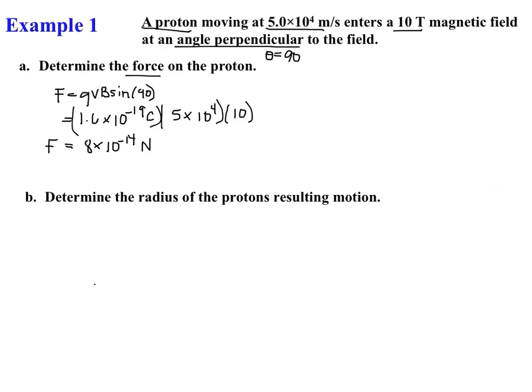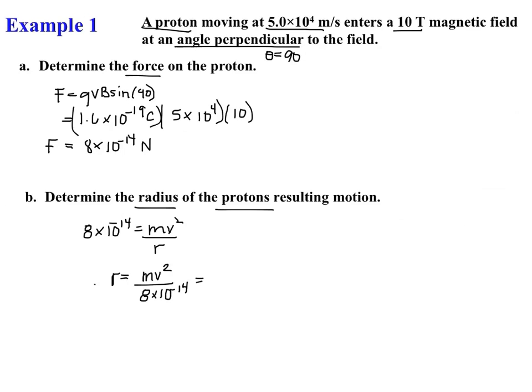because it's a force. Now we're also asked to solve for the radius of the proton from the resulting motion. Again, we said that this is going to cause circular motion. So this force, which is 8 times 10 to the negative 14, is equal to mv squared over r, our centripetal acceleration times our mass. And we wanted to solve for r. So that is mv squared over 8 times 10 to the negative 14.